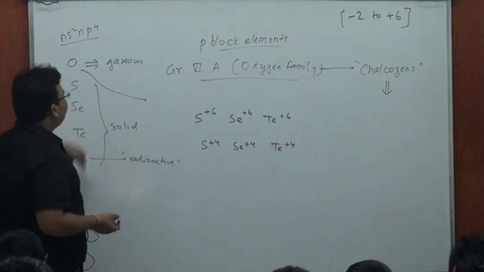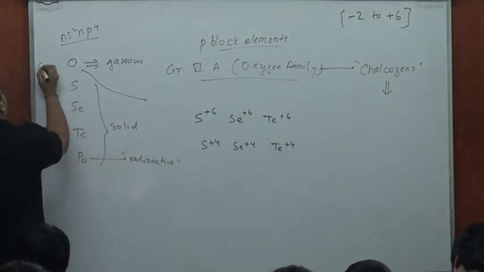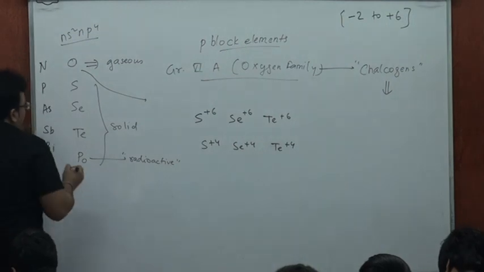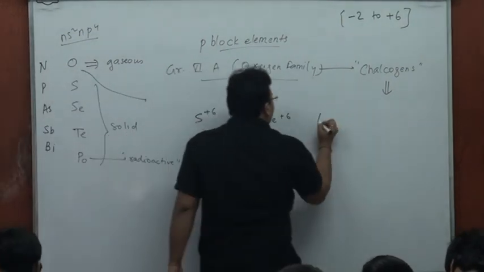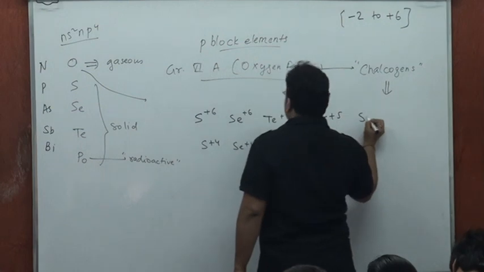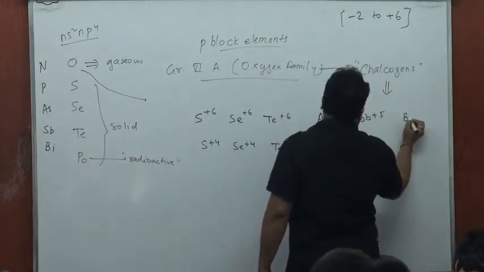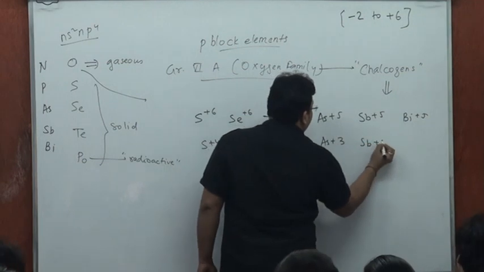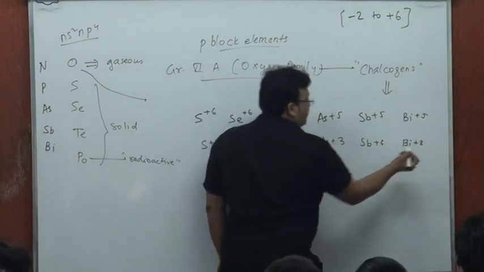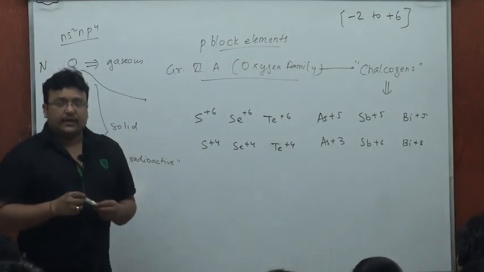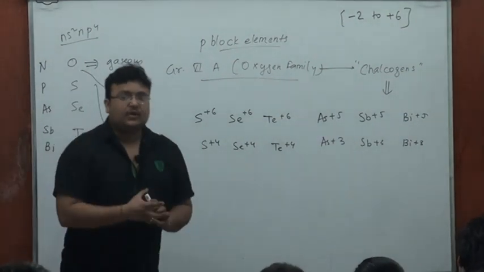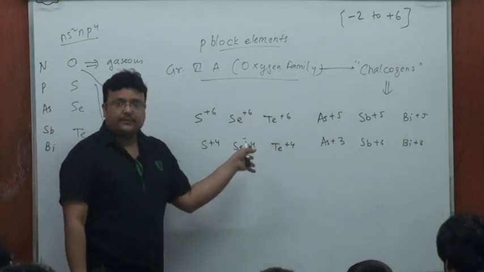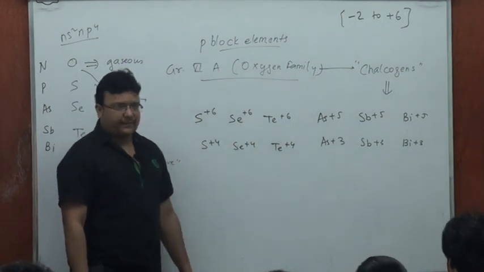Now this was for the oxygen family. For the nitrogen family, arsenic, antimony, bismuth, the corresponding oxidation states might well be +5 and +3, where, let's not forget, the higher oxidation state will always be the natural oxidation state. Lowering the natural oxidation state by 2 units would be explained by the inert pair effect.